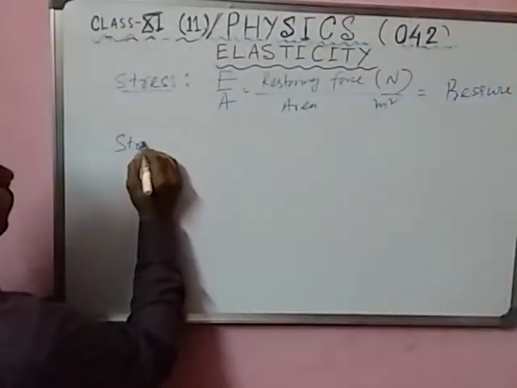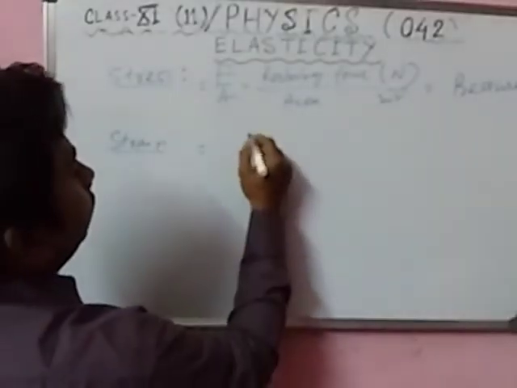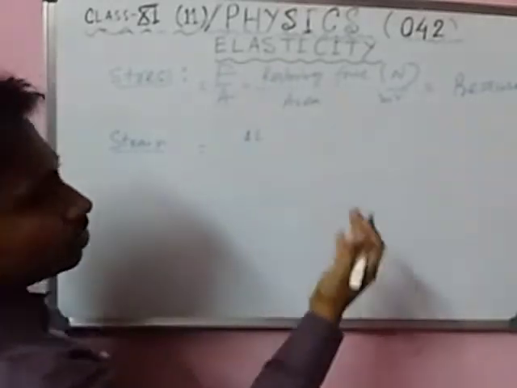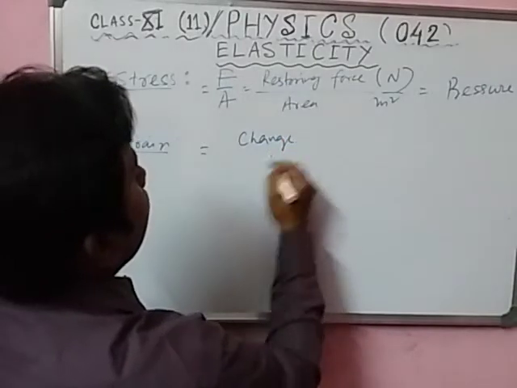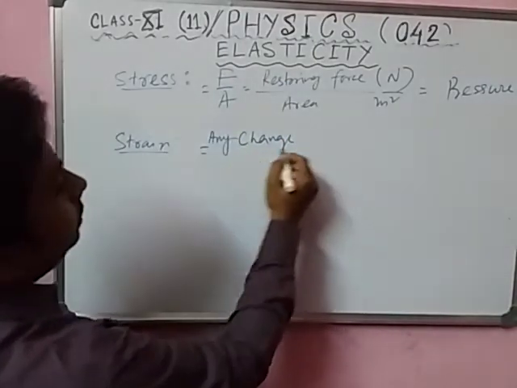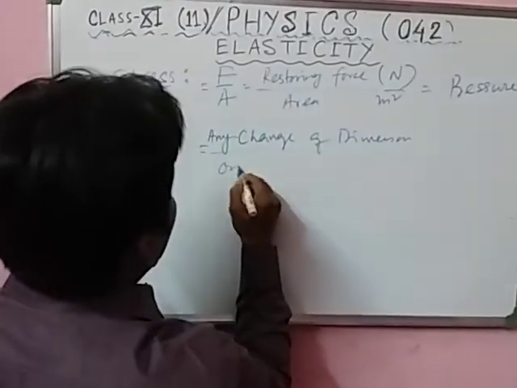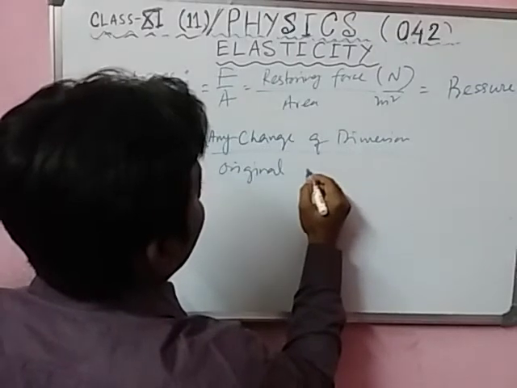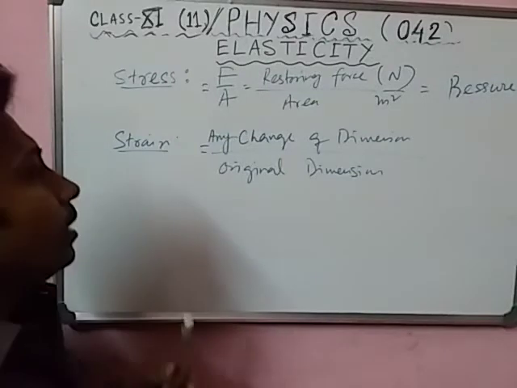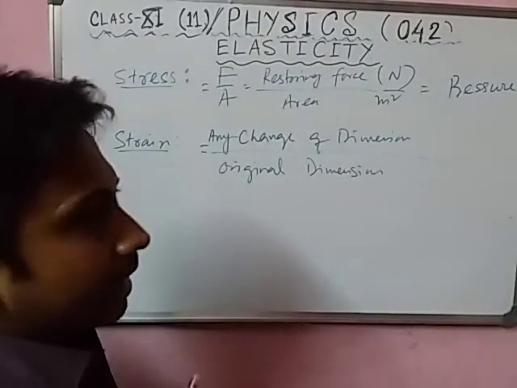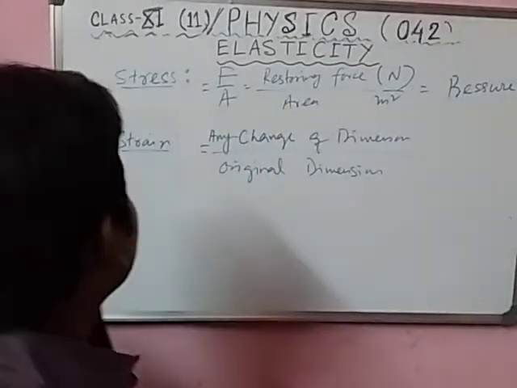Number 2 is called strain. Strain means the change of length or change of shape by the original shape. Better we can write dimension. Dimension means it may be area, or change in length, or volume, whatever. So change of any dimension by the original dimension is called strain.